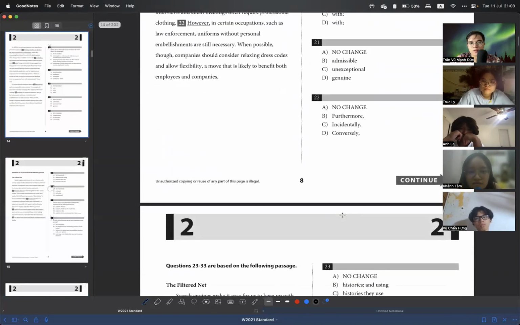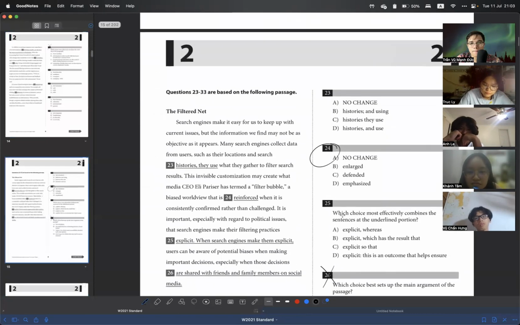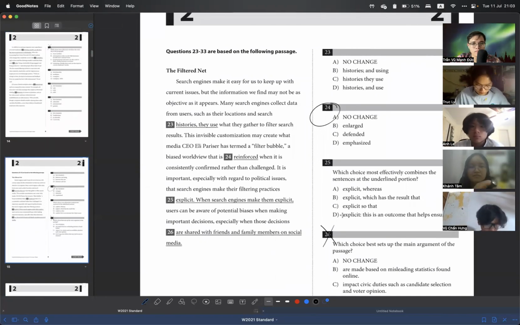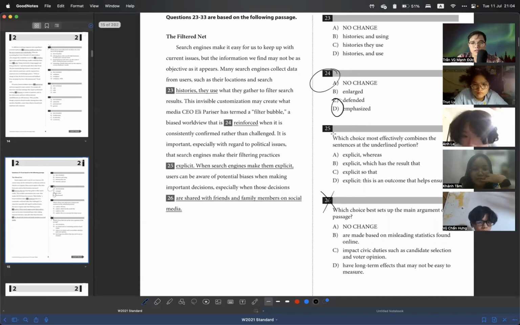Next one is, let's see. 18 is crossed out. These are very easy. And 24, let's see. Hung, can you do it? 24 is B. Size. Emphasized or enlarged? Let's see. This invisible customization might create what media CEO termed a filter bubble, a biased worldview that is... yes, enlarge is very wrong. Emphasize is a bit more precise. That's it. And next one, let's see.